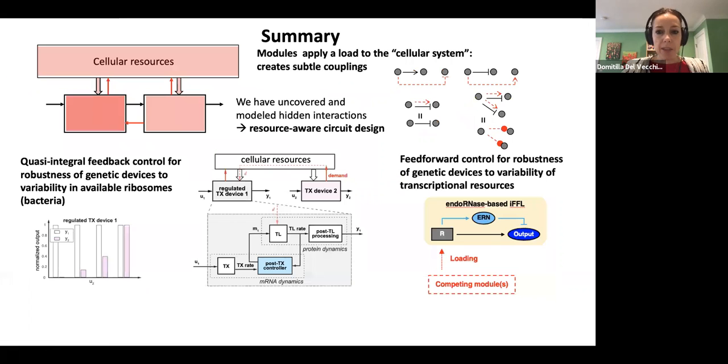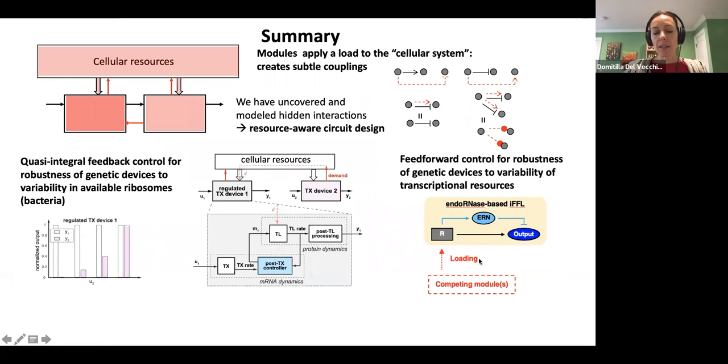So that brings me to the end of my talk. As a short summary, I have gone through the issue of resource competition. I've shown you how in bacteria, translational resources, specifically ribosomes, are a critical resource competed for. And I've shown you a post-transcriptional controller to mitigate that effect.